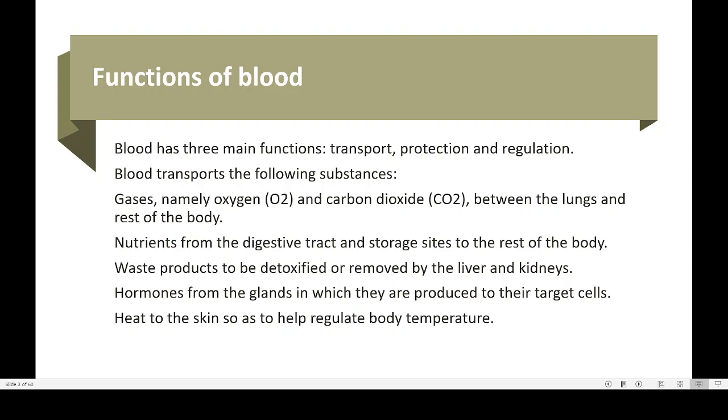Similarly, waste materials are also transported by the blood. Hormones are transported by the blood. So these are the main important roles as far as the transport function is concerned. Then protection. Blood contains antibodies, and certain types of WBC are highly specialized in finding and killing bacteria. So they have a bacteria-killing capacity. Because of that, blood offers us protection from microorganisms.